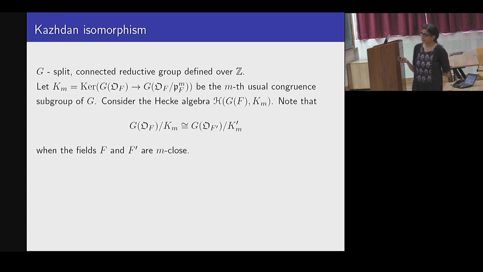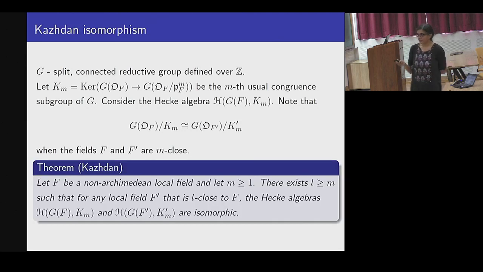Now, it is easy to see that if the fields F and F' are m-close, then these two quotients are isomorphic. This is isomorphic to G(O_F mod P_F^m), but if the fields are m-close, then those two rings, O_F mod P_F^m and O_F' mod P_F'^m, are isomorphic. So these two groups are isomorphic.